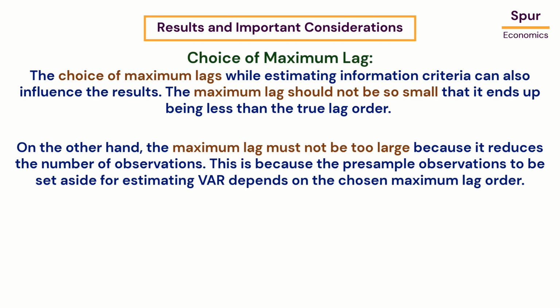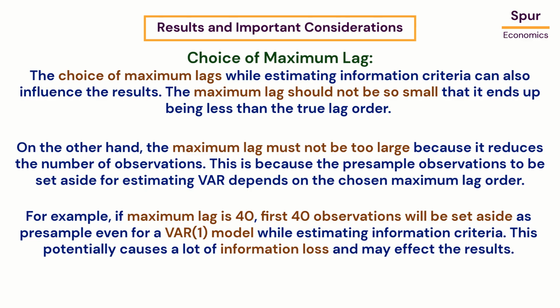The choice of maximum lags while estimating information criteria can also influence the results. The maximum lag should not be so small that it ends up being less than the true lag order. On the other hand, the maximum lag must not be too large because it reduces the number of observations. This is because the pre-sample observations to be set aside for estimating VAR depends on the chosen maximum lag order. For example, if maximum lag is 40, the first 40 observations will be set aside as pre-sample even for a VAR 1 model while estimating information criteria. This potentially causes a lot of information loss and may affect the results.